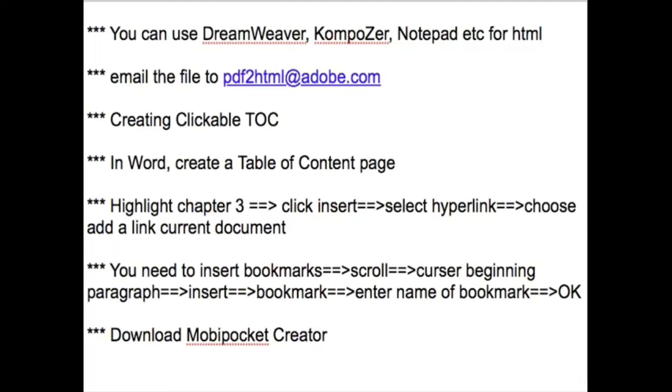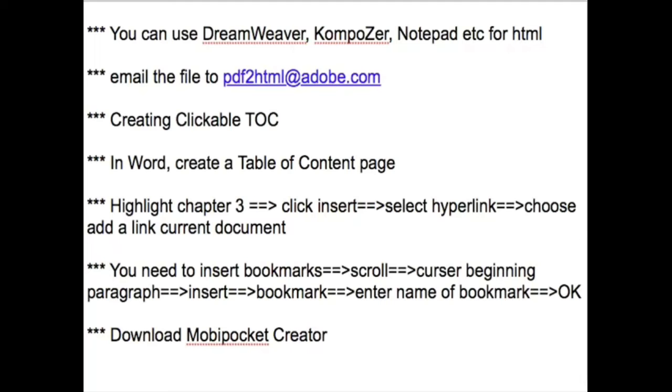In Word, create yourself a table of contents as you would normally. And then let's use an example, say chapter 3. Using your mouse or keyboard, select the words chapter 3 on your table of contents list. Click on the Insert menu and select Hyperlink, or you can press Control K. In the hyperlink box, choose to add a link within the current document. Now you'll need to add some bookmarks before you insert the hyperlinks.